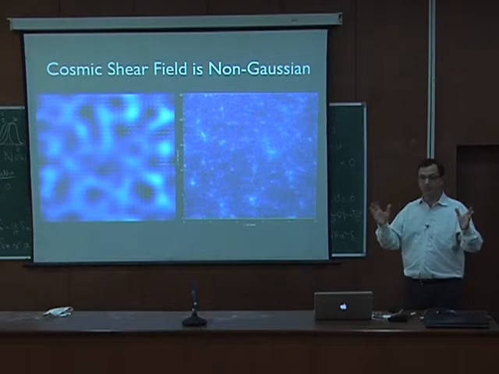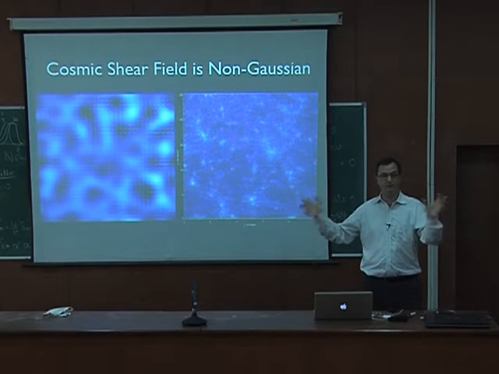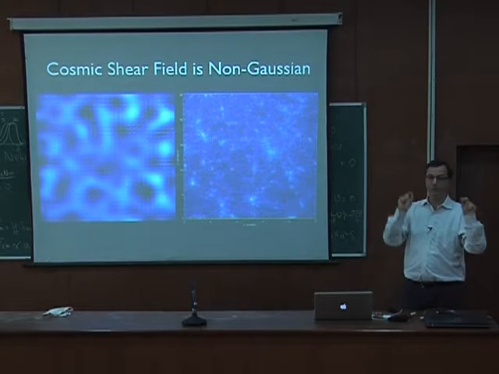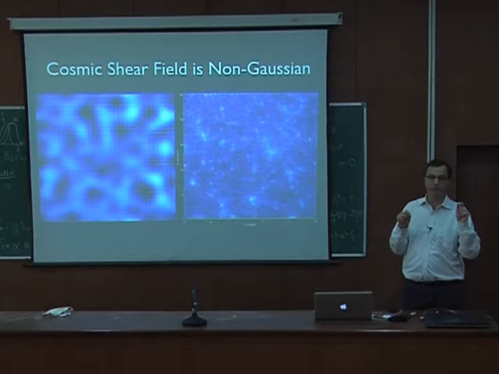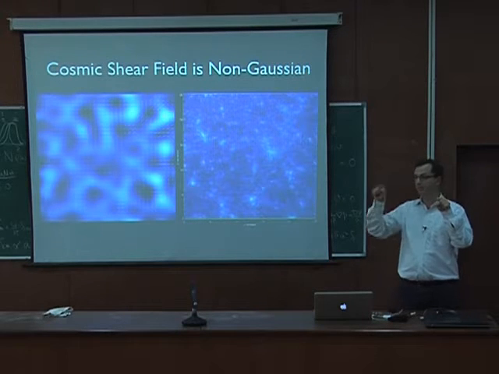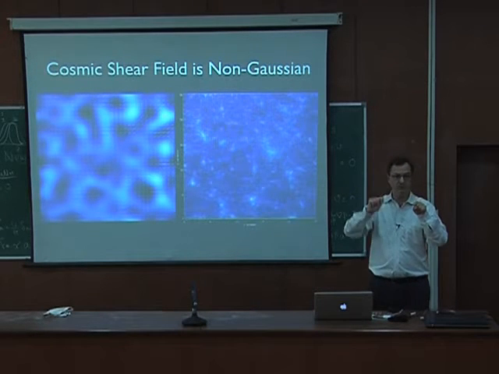What it means is that if you made many, many realizations of this field for different realizations of the universe, if you looked at 2 points on this field, you looked at the joint distribution function. Well, you look at 1 point in the field, and you look at the distribution function of the value of the field in different realizations, you would get a Gaussian.